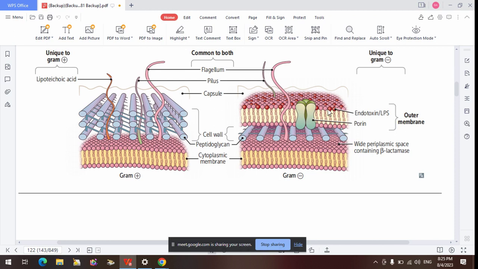So there's an outer leaflet. We can see this red portion, not the pink one. That's the outer one. We can see the protein in between, which is the porin. Then we can see the inner leaflet.